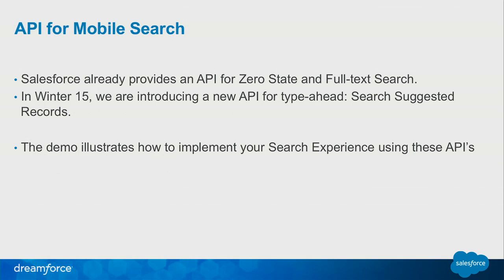So how do we implement all this concept? Salesforce provides a lot of APIs to implement zero states. It also provides full text search. And there was one missing element so far, which was the type ahead API. And in Winter 15, we introduced a new API for type ahead, which is called Search Suggested Records. This API now allows you to type ahead the name of any, or at least most, of the records in the system.